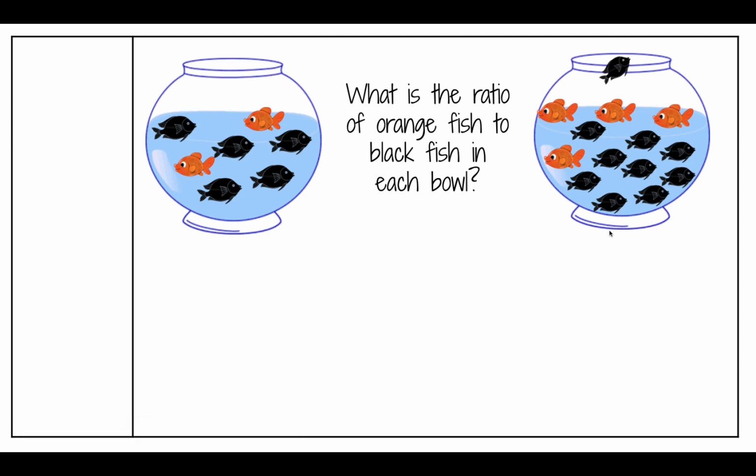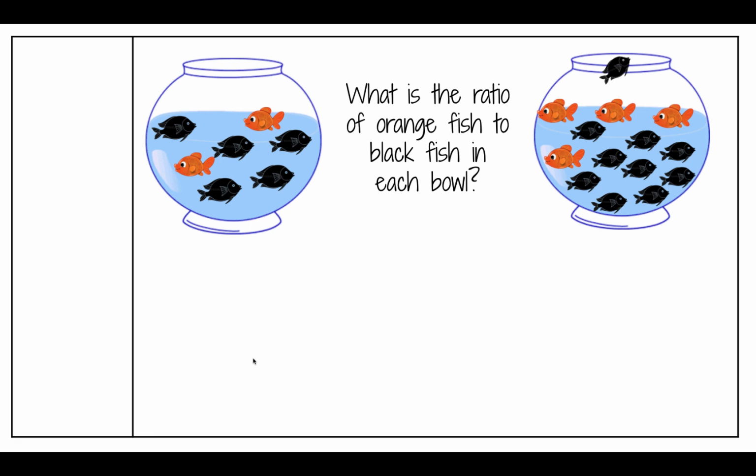Now that we've reviewed what ratios are, how they're similar to fractions, yet different to fractions, we really got to think about how we're interpreting a ratio. Let's talk about equivalent ratios. So look at my fish bowls here. What is the ratio of orange fish to black fish in each bowl? Remember, the order that we write a ratio matters. I want orange to come first and then the black fish.